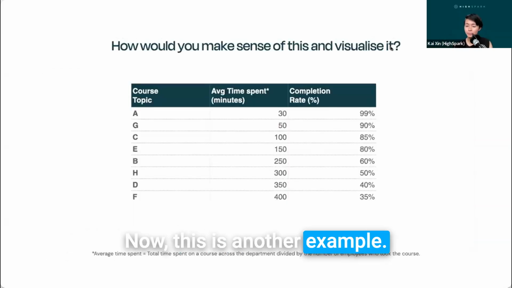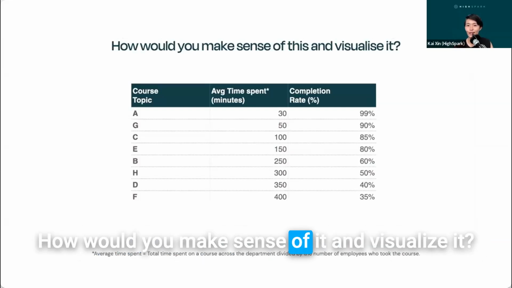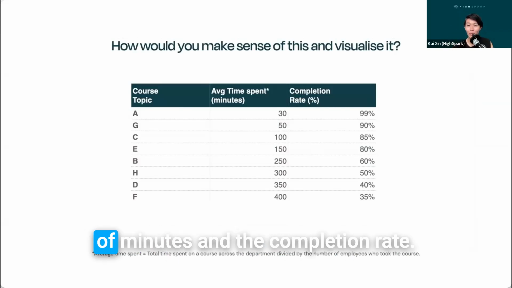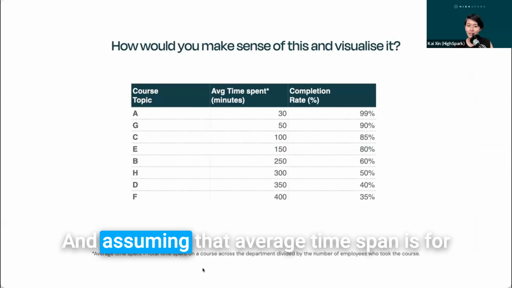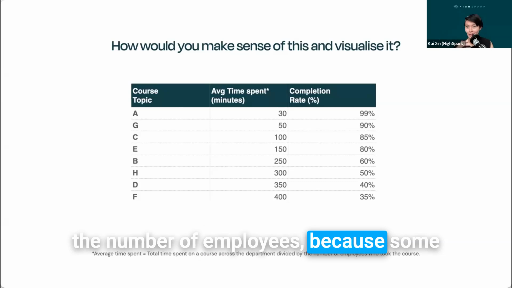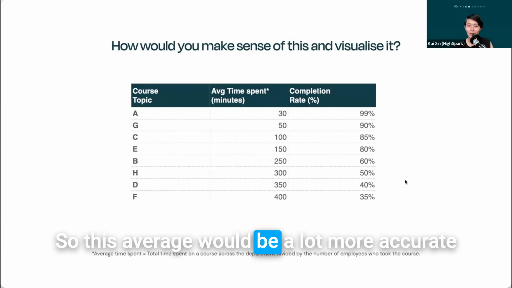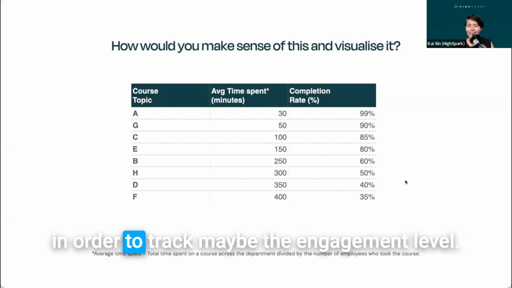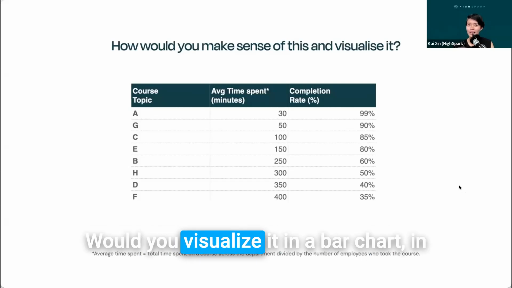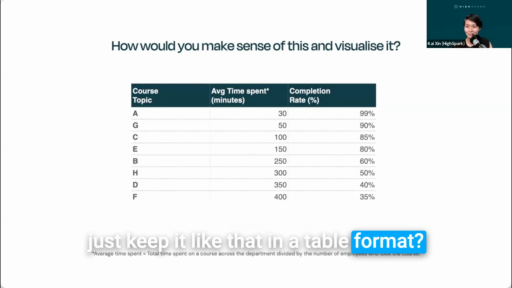Now, this is another example. Let's say you have a very simple table of numbers. How would you make sense of it and visualize it? Now we have different course topics as well as average time spent in terms of minutes and the completion rate. And assuming that average time spent is for one course across the department divided by the number of employees, because some departments can have more employees than others. So this average would be a lot more accurate in order to track maybe the engagement level. So how would you visualize it? Would you visualize it in a bar chart, in a pie chart, a line chart, or would you just keep it like that in a table format?